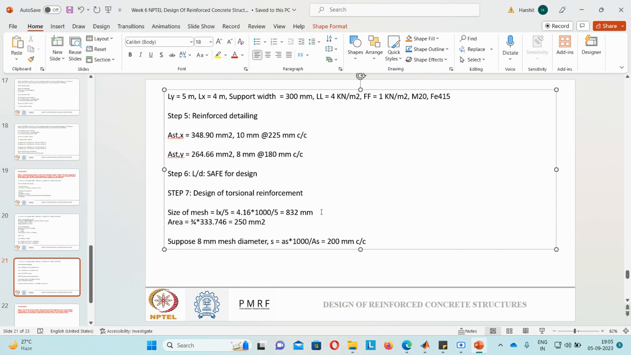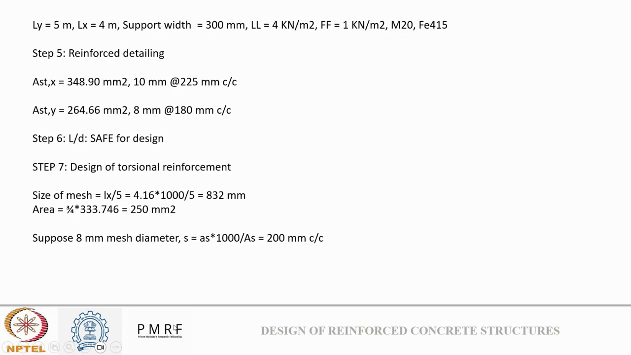So you know the mesh size. This is the length along the x direction and y direction. So if I can just draw once, along the x direction, my length of mesh is 832 mm.